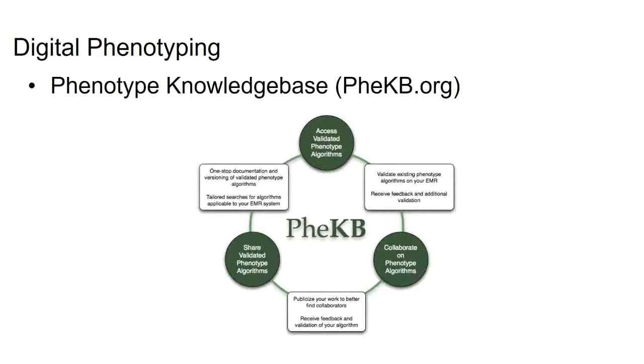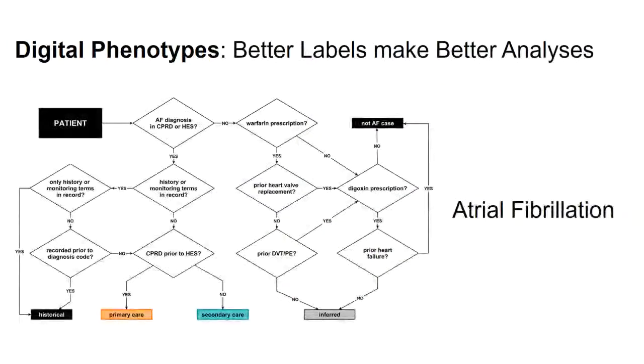And these labels, these phenotypes, are stored right now. One collaborative that is working on these types of phenotypes is the Phenotype Knowledge Base. You can go to this website. They are working on getting groups together to agree on, well, what is the best way to diagnose hypertension in the medical record? How do you diagnose a patient with heart failure? And they've created these algorithms to give you better labels for your data.